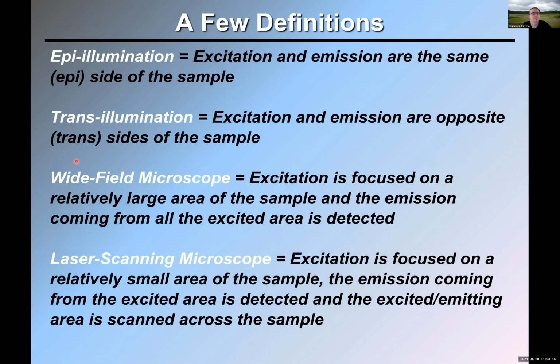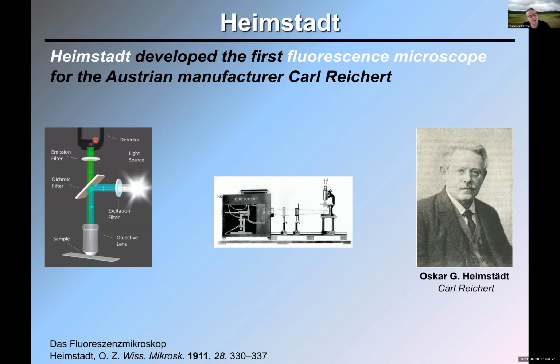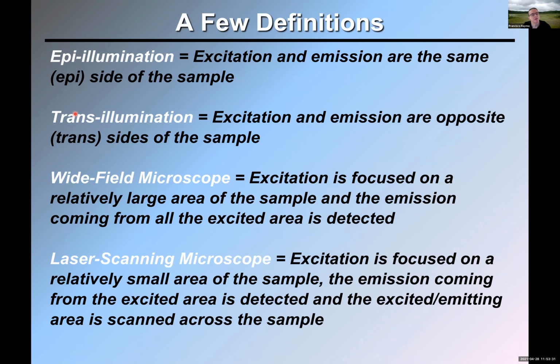So I'm having here a few definitions. Epi illumination refers to the fact, let me go back, that excitation and detection are done on the same side of the sample. It is possible to move the excitation down here, for example, and have the two on opposite sides, in which case the term trans illumination is used, but epi illumination is much more common.